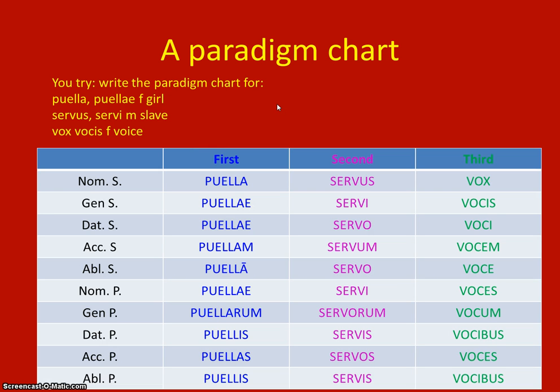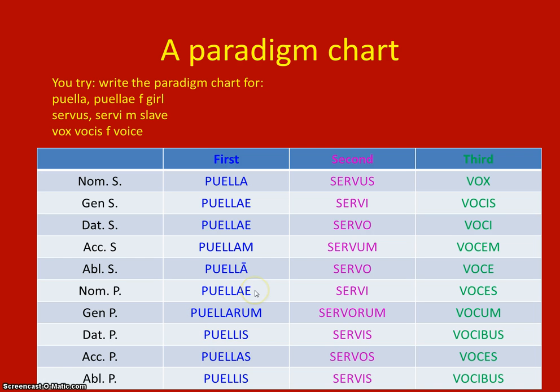Okay. Here's your paradigm chart for these three words. So puella means girl. Puellae would mean of the girl. Okay. Puellae as a dative means to or for the girl. Puellam means the girl as a direct object. Puella, with that long a, means with the girl or by the girl.